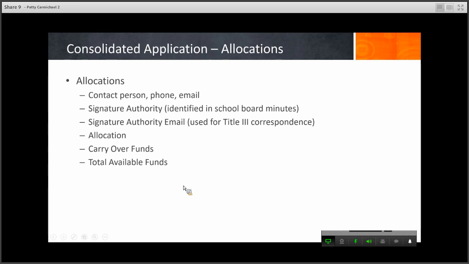Starting out, you have the allocations page, which gives you a space to put in the contact person for that federal title program, as well as their phone number and email, and the signature authority or the authorized representative's name and email. Remember, that person is listed in the school board minutes and must be approved by the school board. And then your allocation, carryover funds, and total available funds for each of those federal title programs is listed separately on that allocations page. And I'll show you what I mean in just a minute.